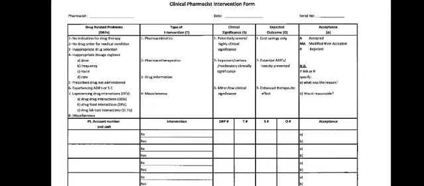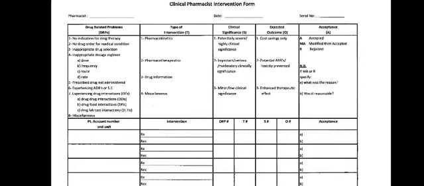Then second one, type of intervention: pharmacokinetics, pharmacotherapeutics, drug information and resonance. Then clinical significance: first, potentially serious, highly clinically significant. Second, important, moderately clinically significant. Third, minor, low clinical significance. Then expected outcome: cost savings only, potential adverse drug reactions, toxicity prevented, enhanced therapeutic effect.